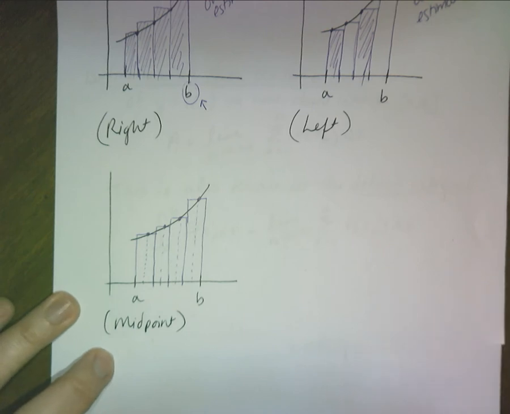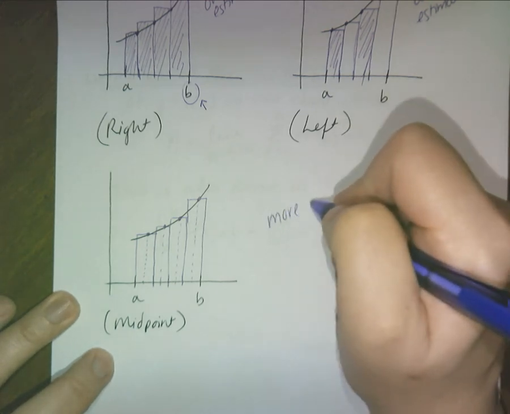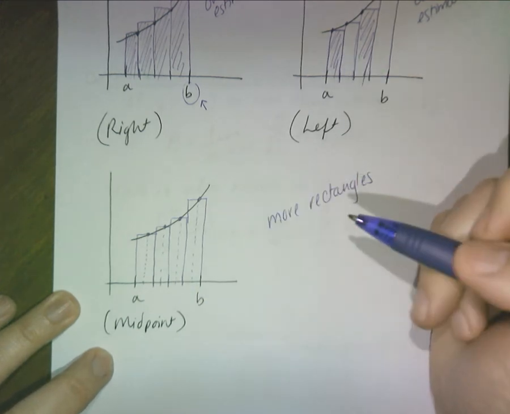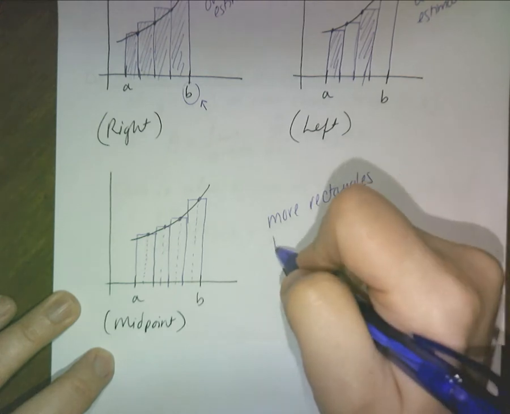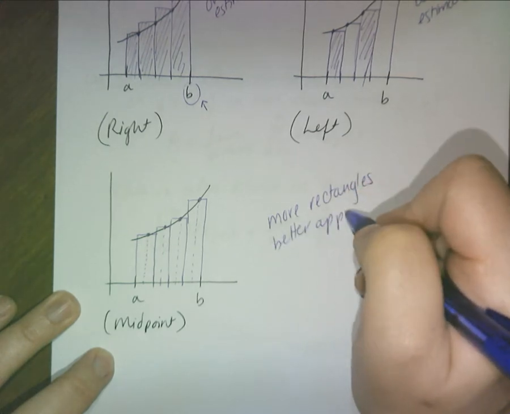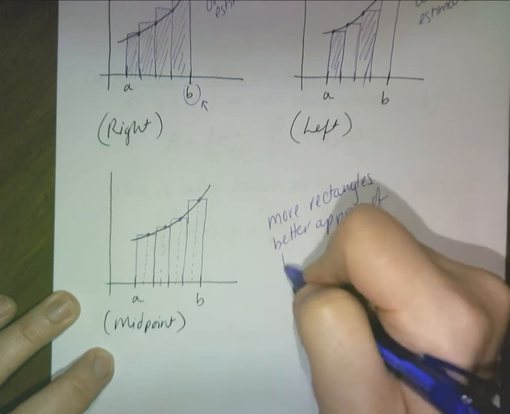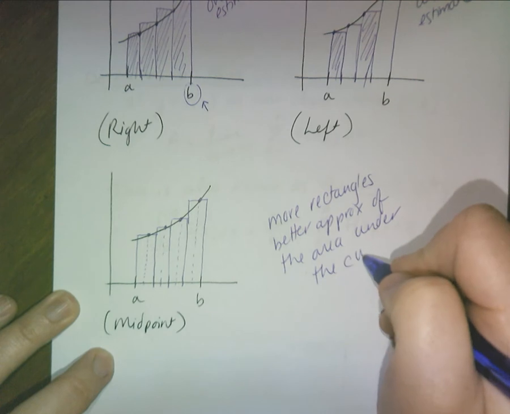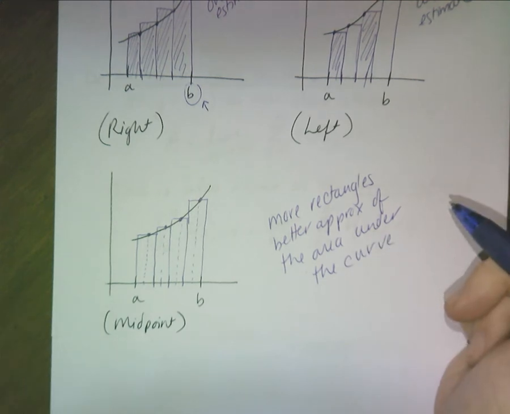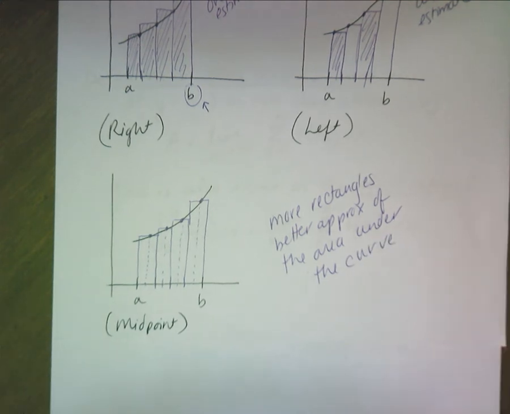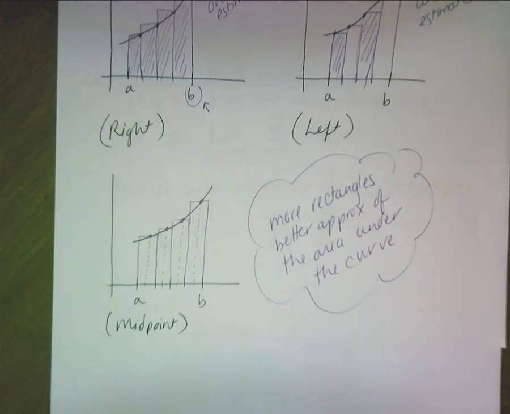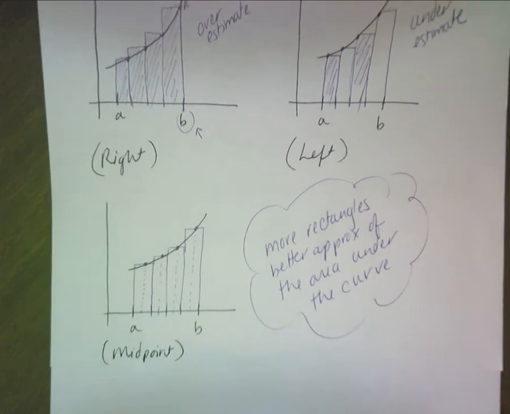But what is true is the more rectangles, and right now I only have 4, but the more rectangles, the better the approximation of the curve. And there's some cool applets that I could show you, but this is pretty much the general idea. The more rectangles, the better the curve, okay? Again, you can pause this anytime.